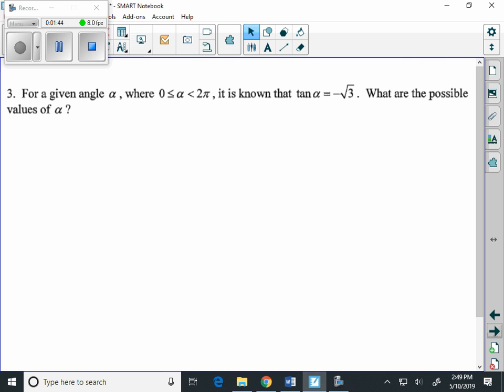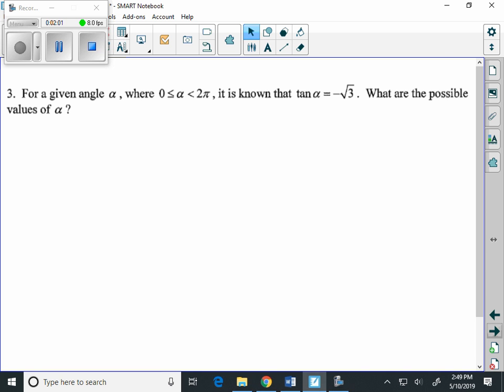Same kind of idea here on problem number 3. For a given angle alpha, where alpha is between 0 and 2 pi, but not including 2 pi, it's known that tangent of alpha equals negative square root of 3. What are the possible values?